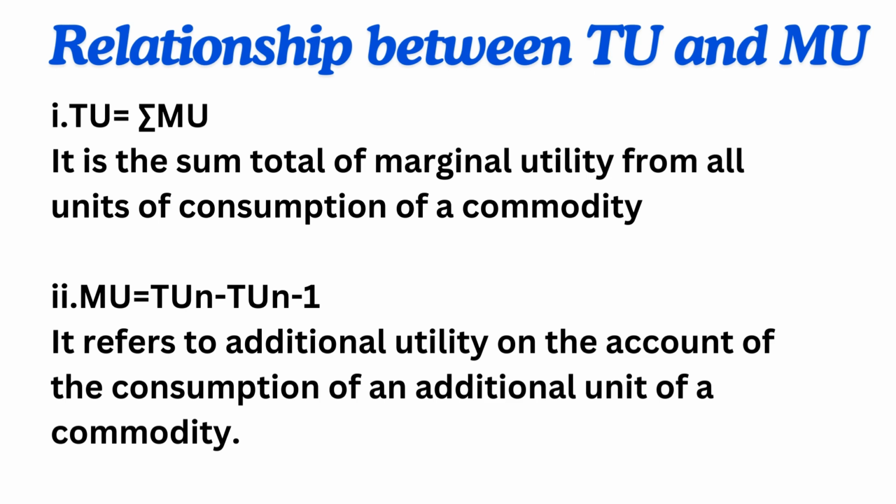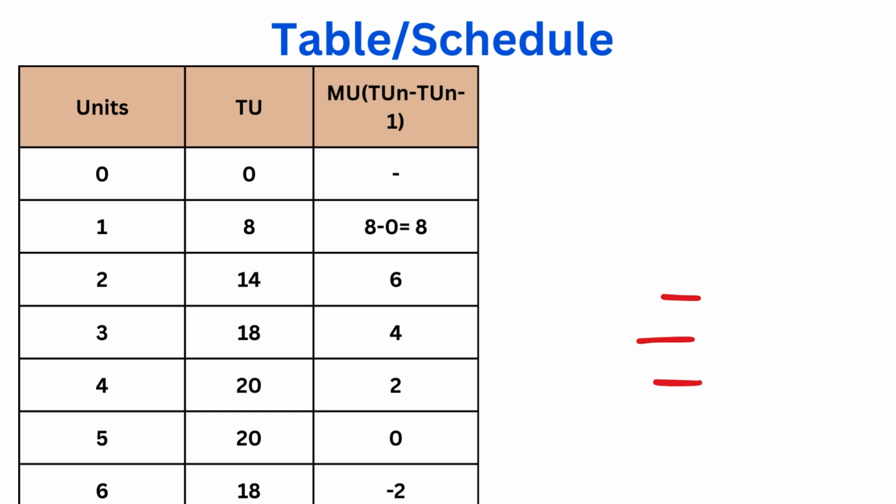The next thing that we will do is make a table. It will have 3 columns: units, TU and MU. Units will be from 0 to 6. TU will be 0, 8, 14, 18, 20, 20 and 18. So you have to learn this schedule. It's better to learn this schedule or you can make your own.